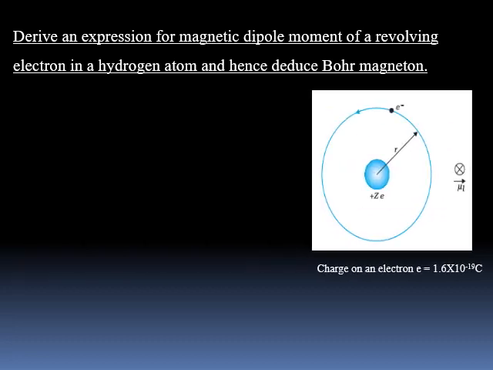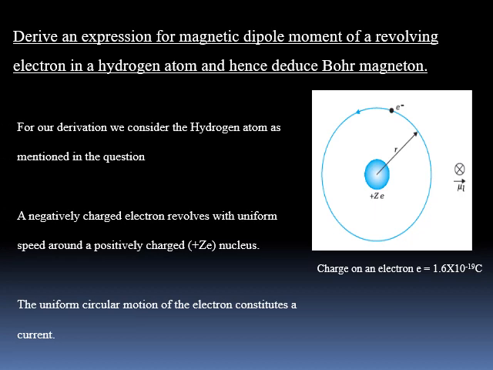So let us consider a nucleus having Ze as the charge. Around it we have an electron with radius r. It is revolving around the nucleus. Okay, at the point where you can see the cross mark there, we'll have to find out what is the magnetic dipole moment, which is given as mu L.